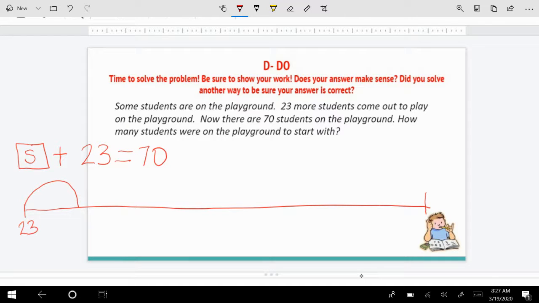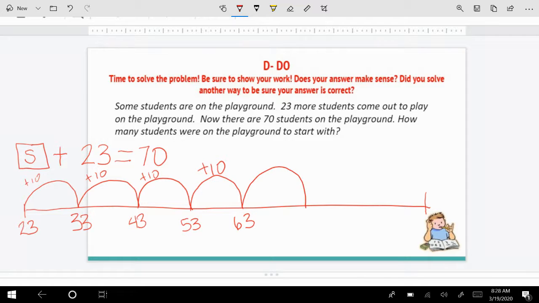So 23 plus 10 is 33. I'm going a little ahead of myself. And then I'm going to add another 10. And that would be 43. 53. And this is great practice with counting by tens, not starting at 0. 63. And then if I count another 10, I land on 73.